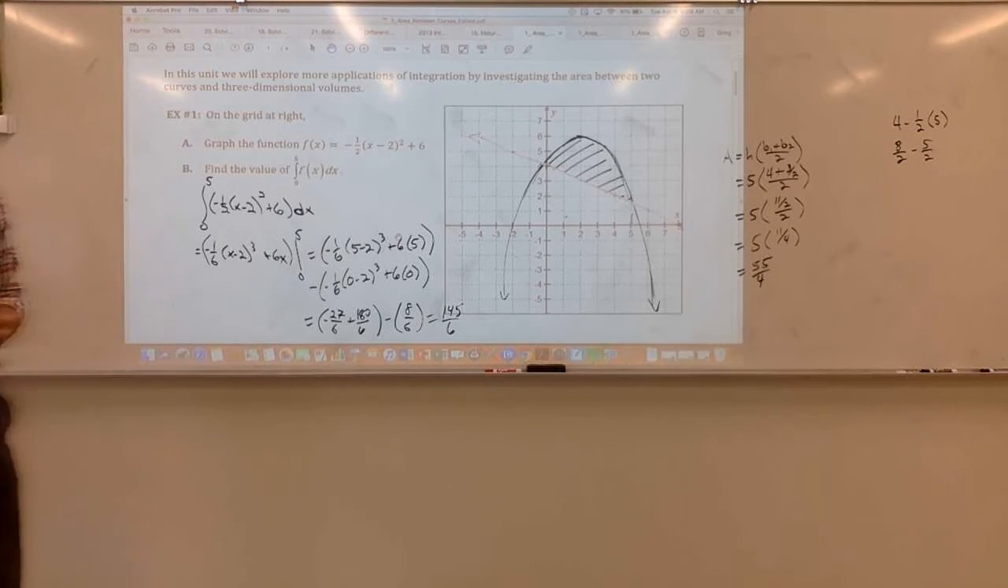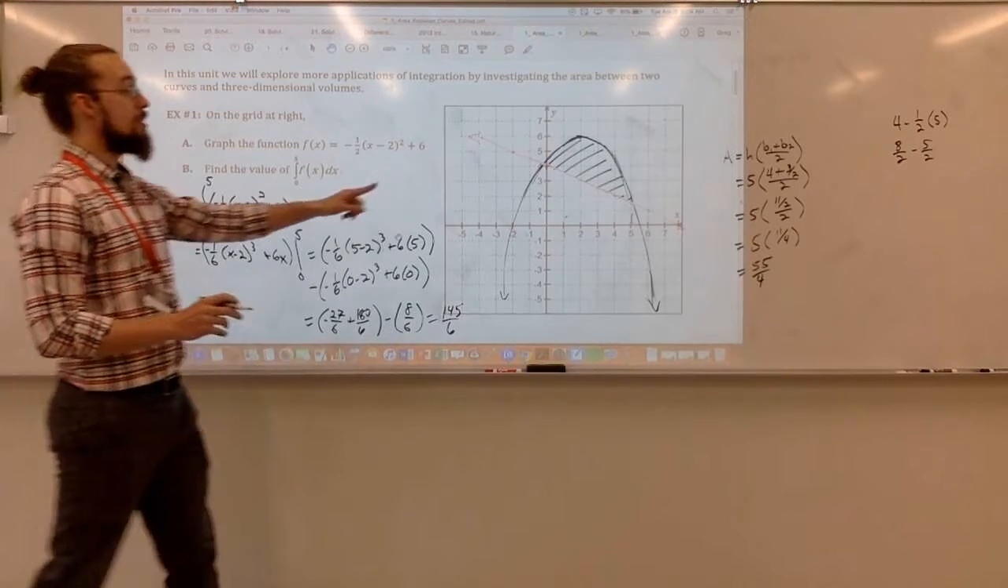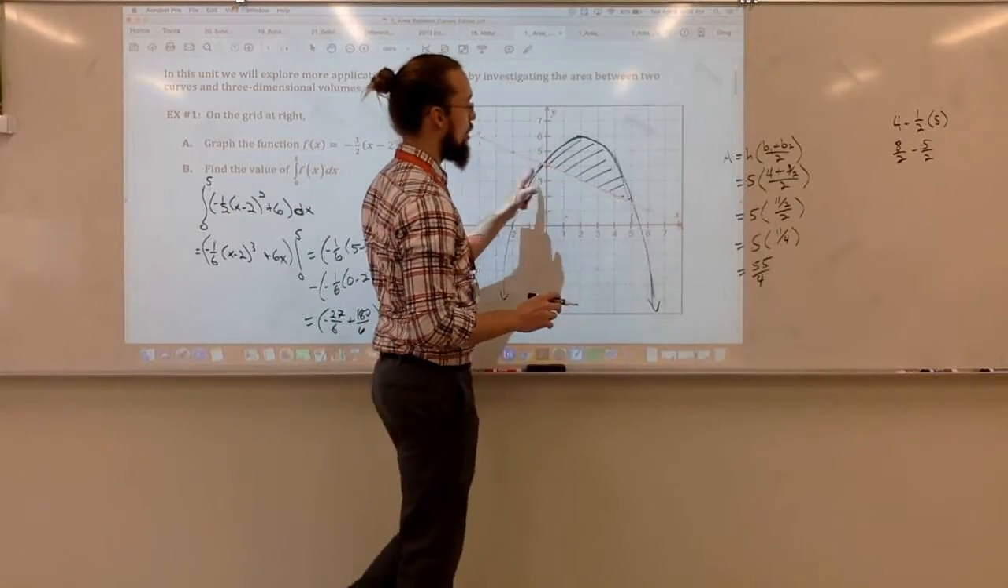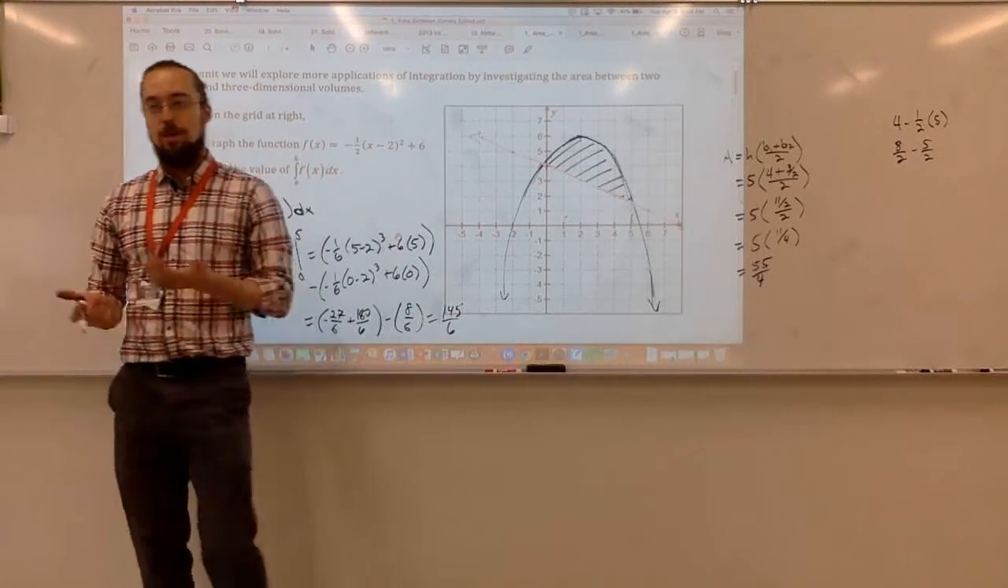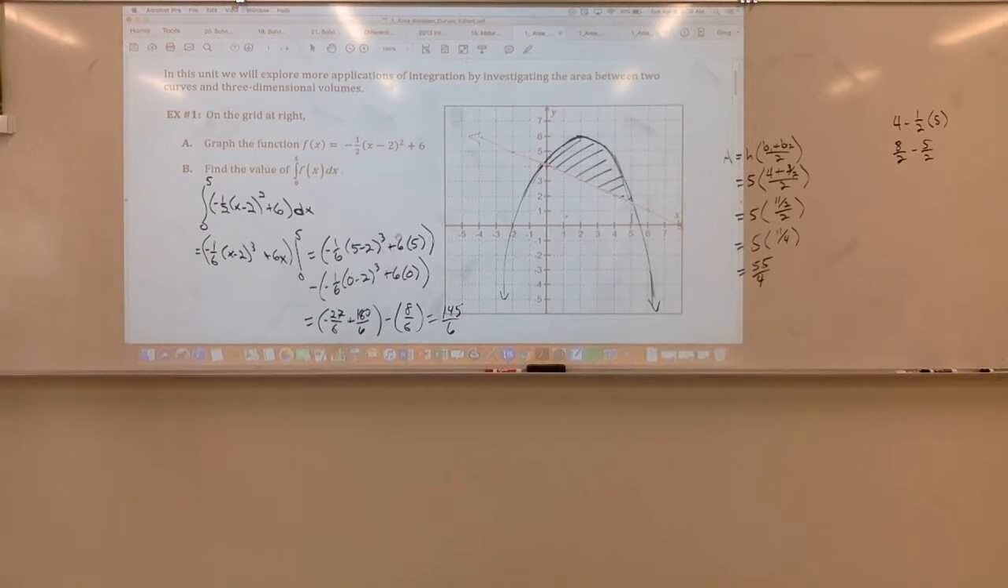125 divided by 12. 25 twelfths. So this area here, in between the two curves, is 125 twelfths.